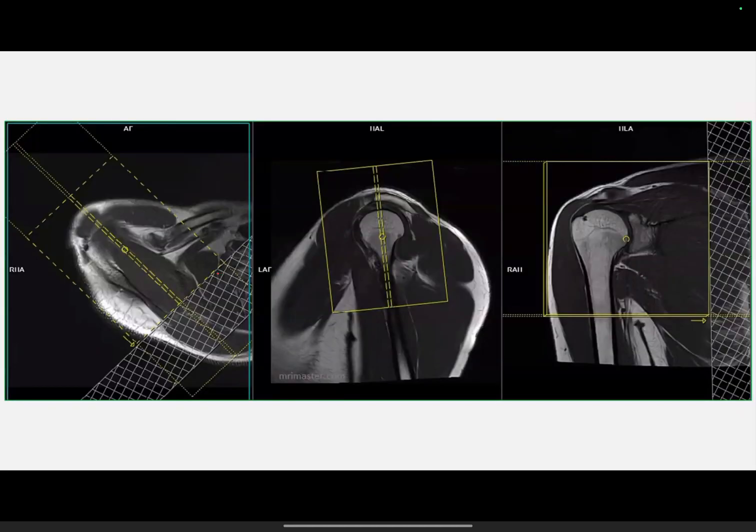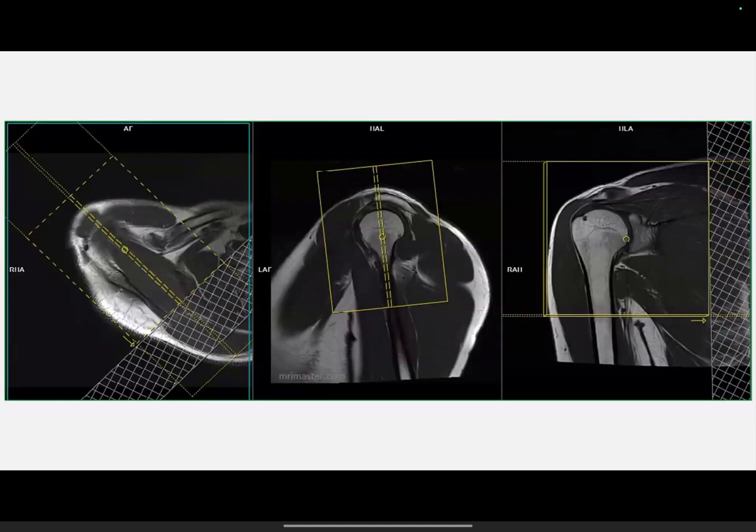So how do we acquire the shoulder MRI images? First they will acquire the axial image. After that axial image, along the plane perpendicular or parallel to the supraspinatus muscle, they will acquire the coronal images, and perpendicular to the supraspinatus they will acquire the sagittal images like this.